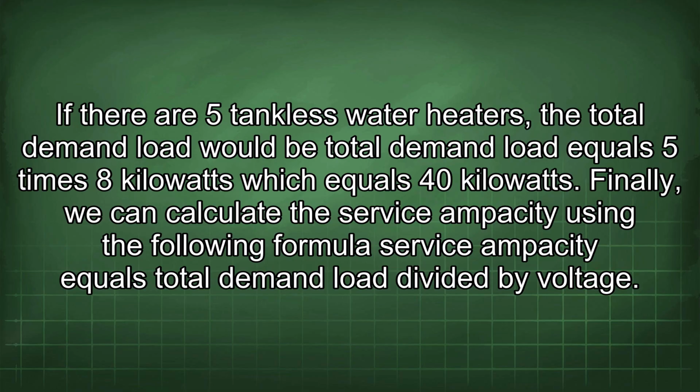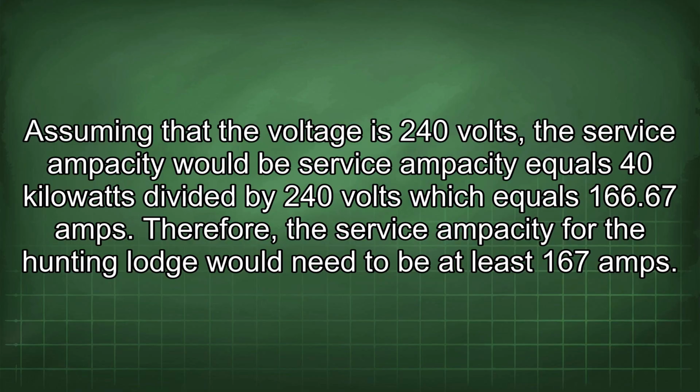Finally, we can calculate the service ampacity using the following formula: service ampacity equals total demand load divided by voltage. Assuming that the voltage is 240 volts, the service ampacity would be service ampacity equals 40 kilowatts divided by 240 volts, which equals 166.67 amps. Therefore, the service ampacity for the hunting lodge would need to be at least 167 amps.